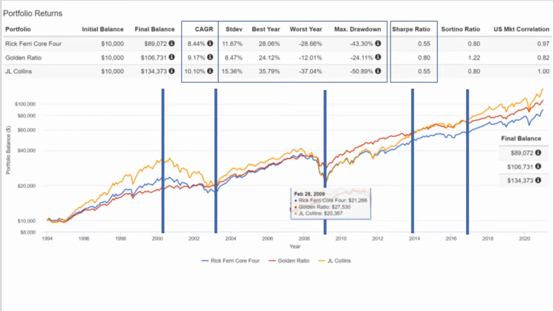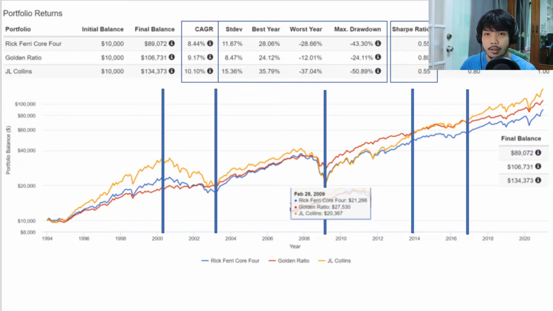Kung titingnan nyo tong line graph natin, meron tayong blue. The blue line represents the performance ni Rick Ferry Core 4. Si red is the golden ratio portfolio, and the yellow is the JL Collins. So this is a backtest conducted between 1994 until 2021 sa present, no? So, what if naglagay tayo ng $10,000 in each of these portfolios back in 1994? How would they perform? So, yun yung gusto nating malaman dito.